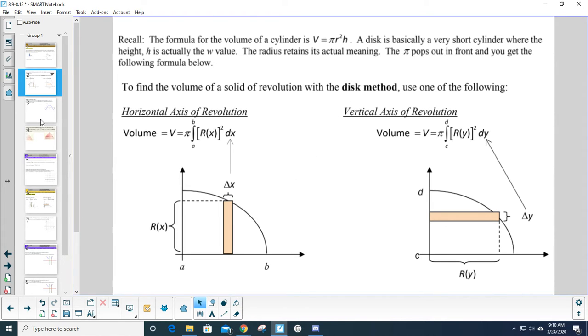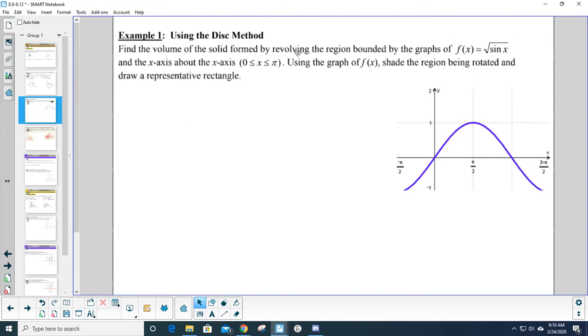Anytime. Okay, so here's our first example. Using the disk method, we want to find the volume of the solid formed by revolving the region bounded by, and they have to give you your f of x, okay? So they're giving us this and the x-axis. So we are taking the shape.